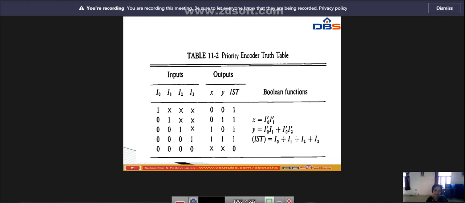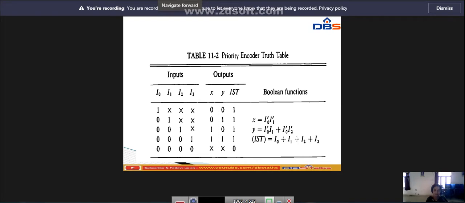The xy conditions are 0 0, 0 1, 1 0, 1 1, and these are the conditions we are taking. So x is equal to I0 plus I1, and y is equal to I0 I1' plus I0' I2. The IST formula is I0 plus I1 plus I2 plus I3. So these are the boolean functions. This is the priority encoder truth table.